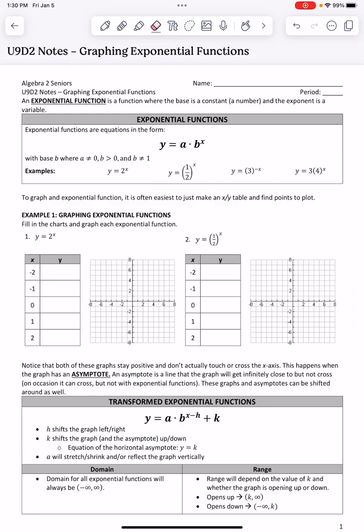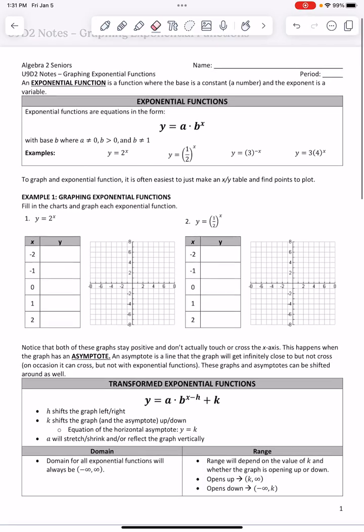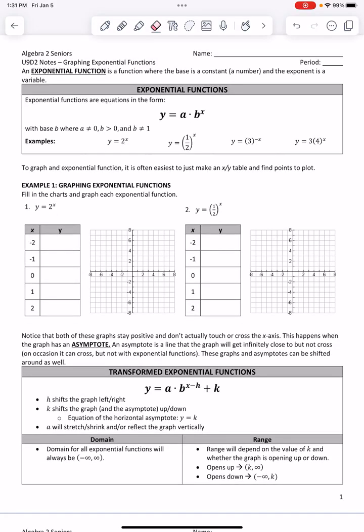Unit 9, Day 2, exponential functions. We're going to be graphing some exponential functions in this set of notes here. So an exponential function is a function where the base is a constant, so the base is a number, and the exponent is a variable.